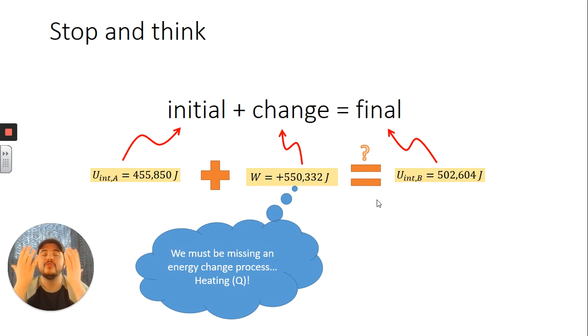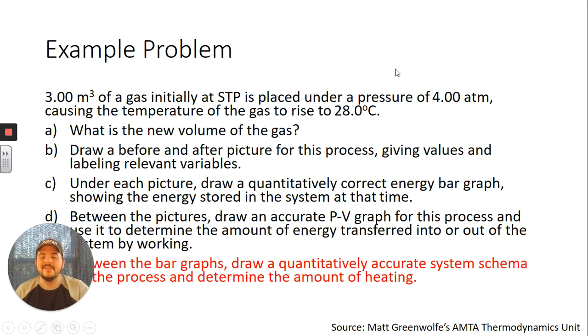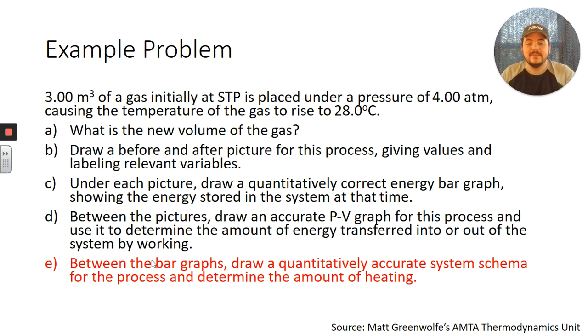Oh wait, there are two ways now that energy can be transferred, not just the one. Working was the only energy transfer process we had before, but now we have both working and heating. So we must have some energy exchange through heating. That must fix this problem. So this is where part E comes in, where we draw a quantitatively accurate system schema for the process that includes the heating that's done. And this will fix all of our issues.